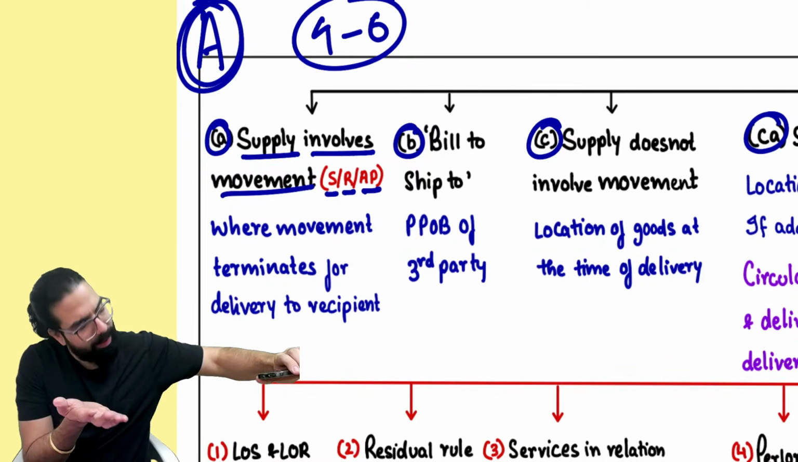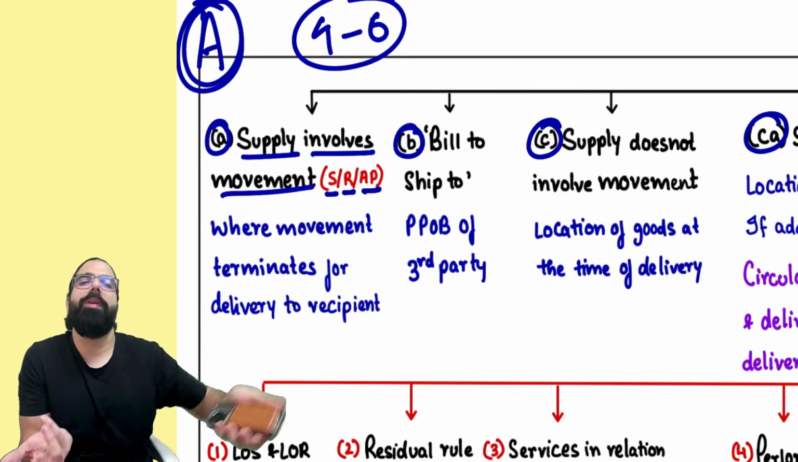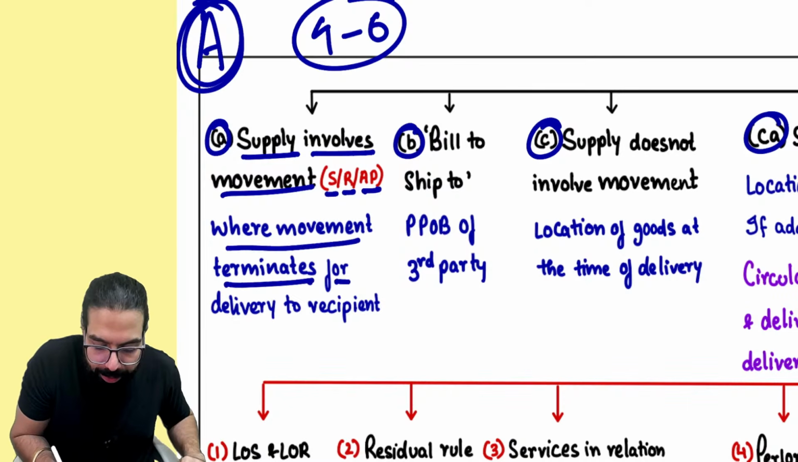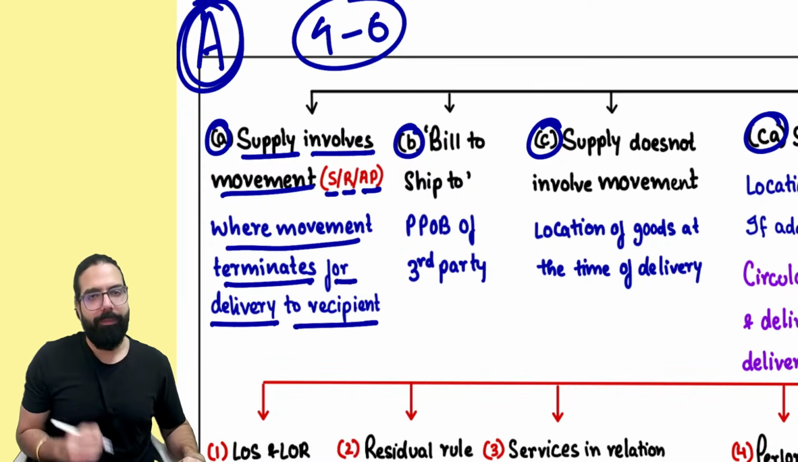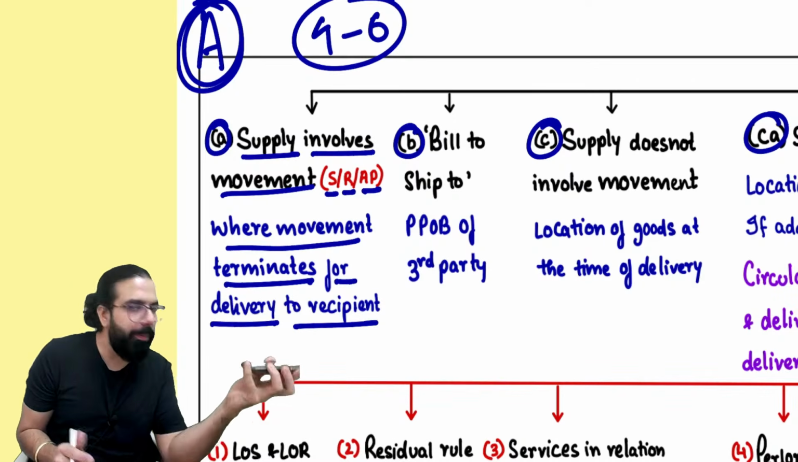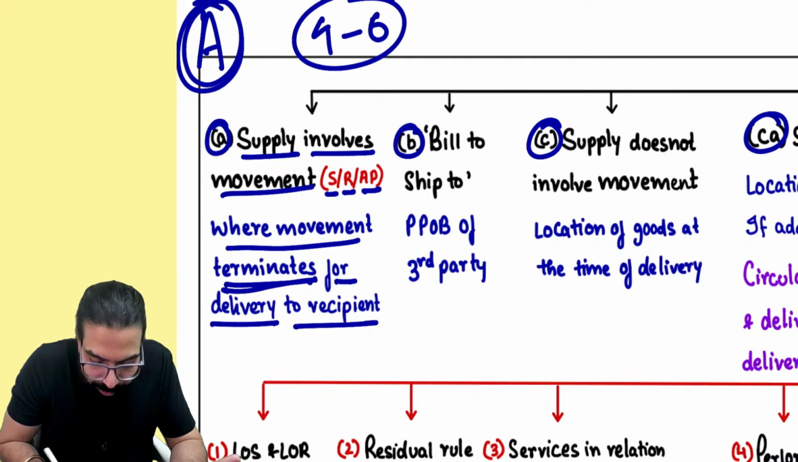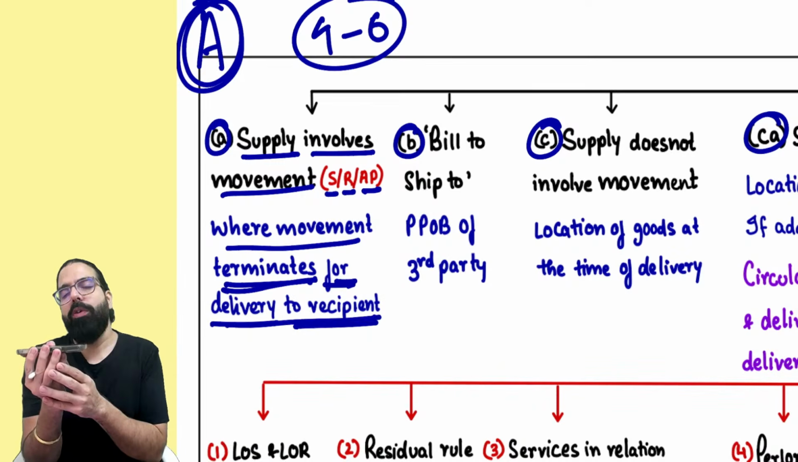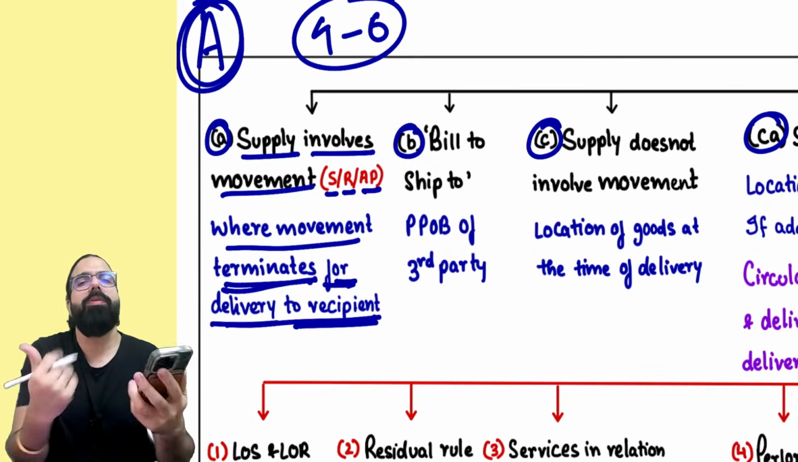Is there movement? Yes. Where is the movement terminating? Tamil Nadu. Place of supply is Tamil Nadu. What they are telling is, where movement terminates for delivery to the recipient. If my goods are moving from Karnataka to Tamil Nadu, place of supply is Tamil Nadu, because that is where the movement is terminating for delivery. So people, I am sending my goods from Karnataka to Delhi. What is the place of supply, everyone? Delhi.